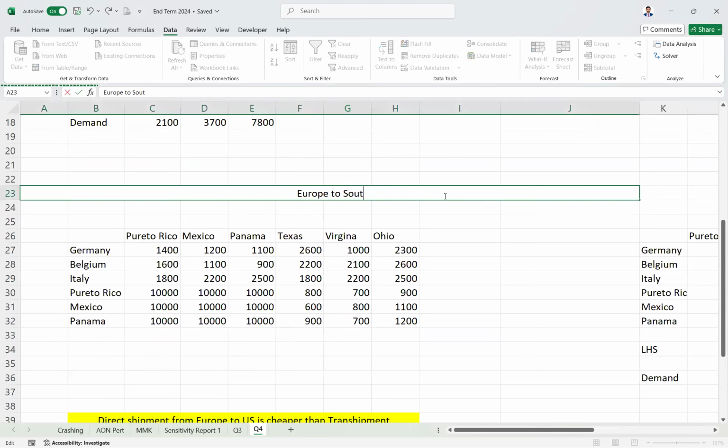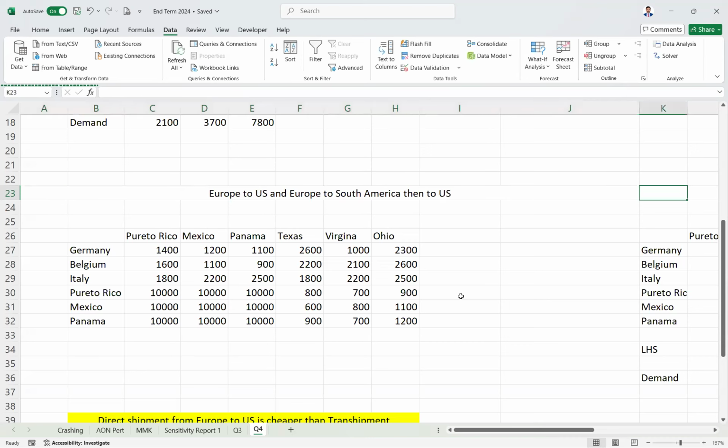So Europe to US, and Europe to South America, then to US. So how do you send it? Then Europe to US, what are the sources? All the Europe's ports, Germany, Belgium. The columns are the sources. The column values, what are written in the column, these are the sources, and these are the destinations.